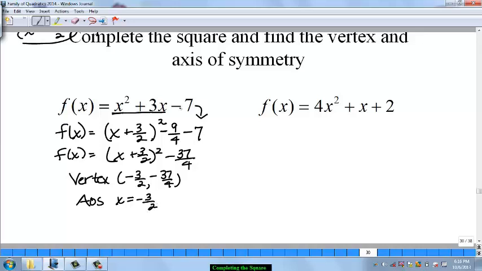Now, you can graph this on your calculator and look at the vertex to make sure that you did it right. But you have to show all the algebra on this. I want to see every single step so that I can see that you know how to complete the square.